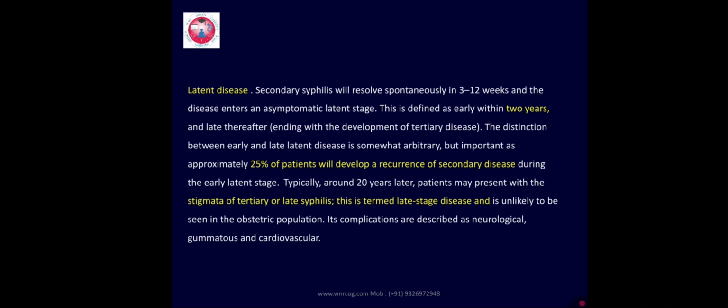Okay, so coming to the latent disease, secondary syphilis will resolve spontaneously in 3 to 12 weeks, and the disease enters into the asymptomatic latent stage. This is defined as early within 2 years and late thereafter as per the UK 2015 guideline. The distinction between the early and late disease is somewhat arbitrary, but why is it important? Because even if the patient goes into latent syphilis, 25% will develop a recurrence of the secondary disease during the early latent phase.